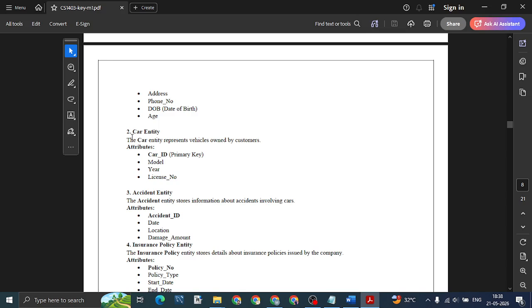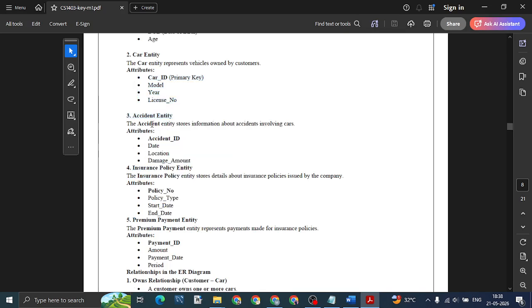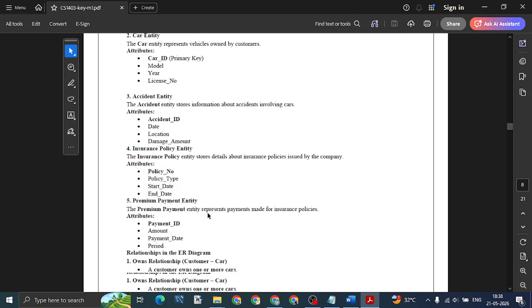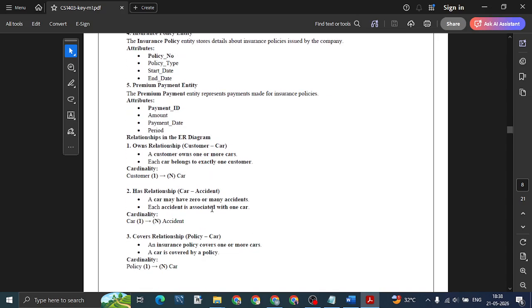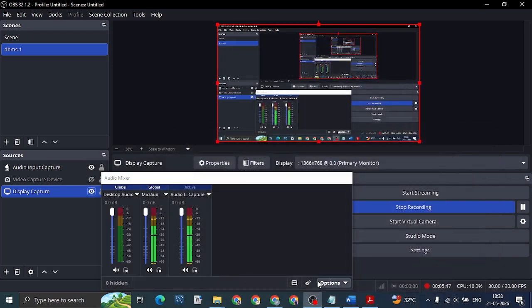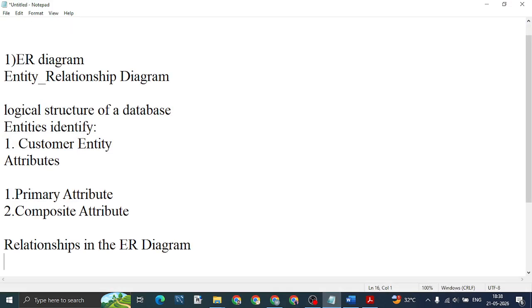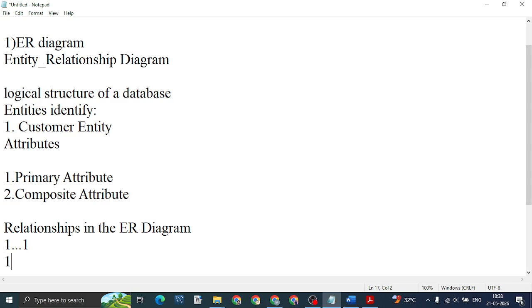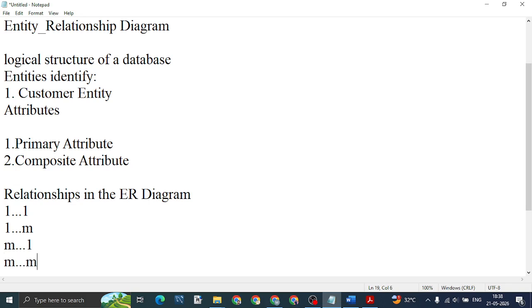Similarly there is a car entity, accident entity and insurance policy entity. These are things that can be added by the user according to their perspective of viewing this particular database, right? Then you have to specify the relationships in the ER diagram. The relationship may be one to one, one to many, many to one or many to many.